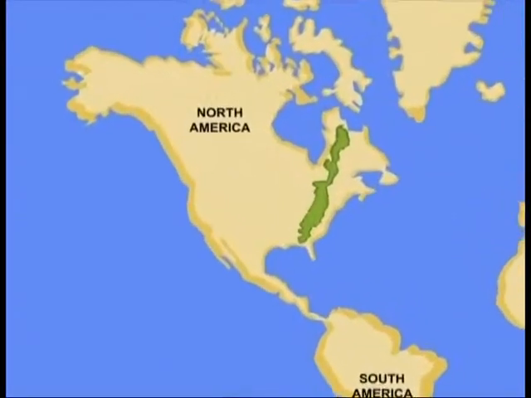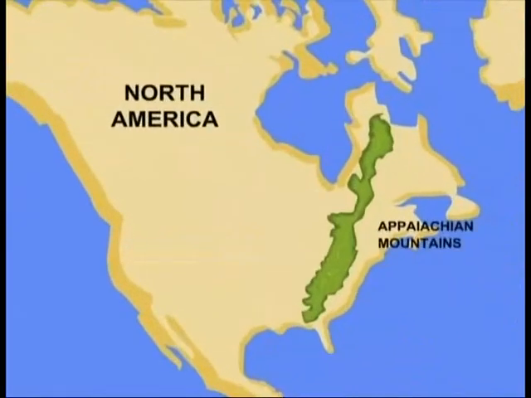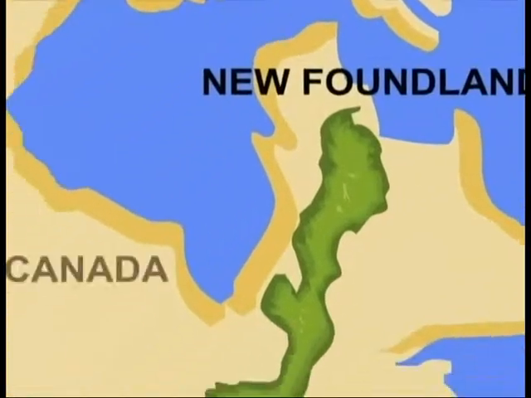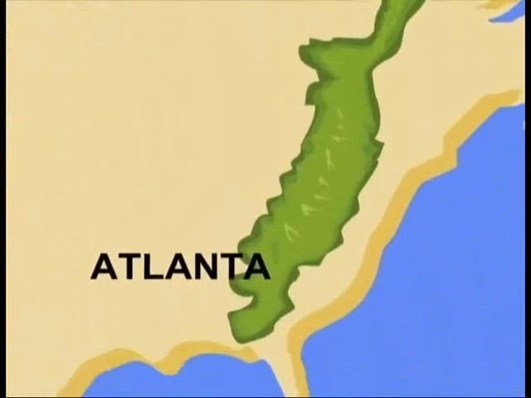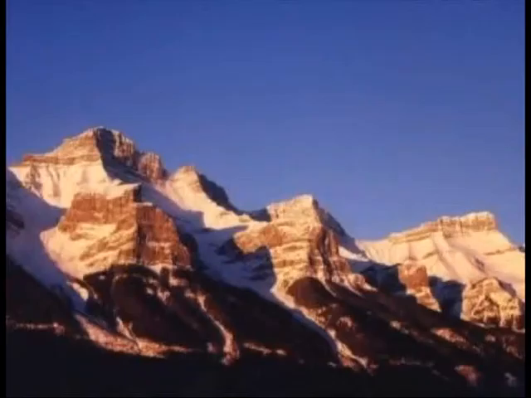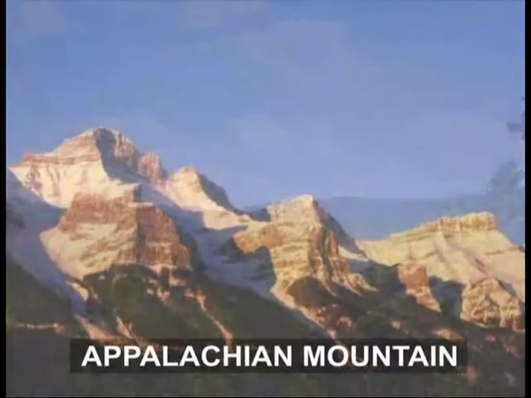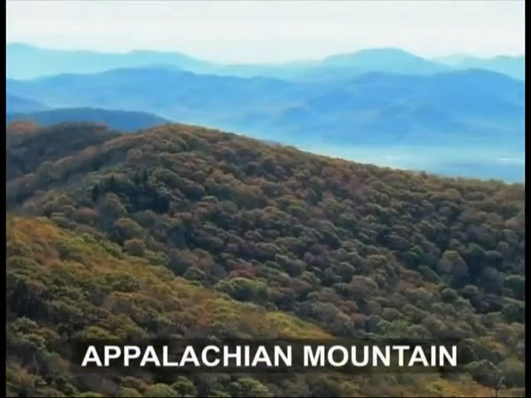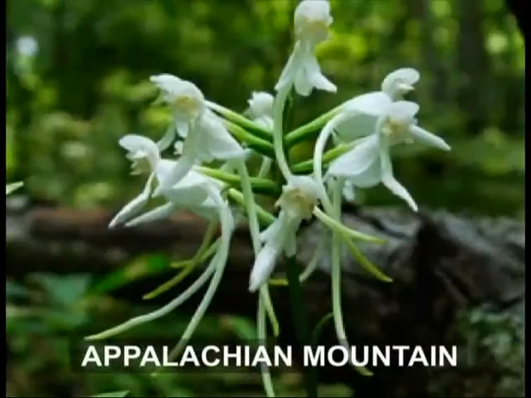Most of the eastern USA is covered by the Appalachian Mountains. They extend from Newfoundland, Canada in the north to Atlanta, Georgia in the south. The southern part of this mountain supports more than 130 species of trees and more than 1,500 species of wildflowers.